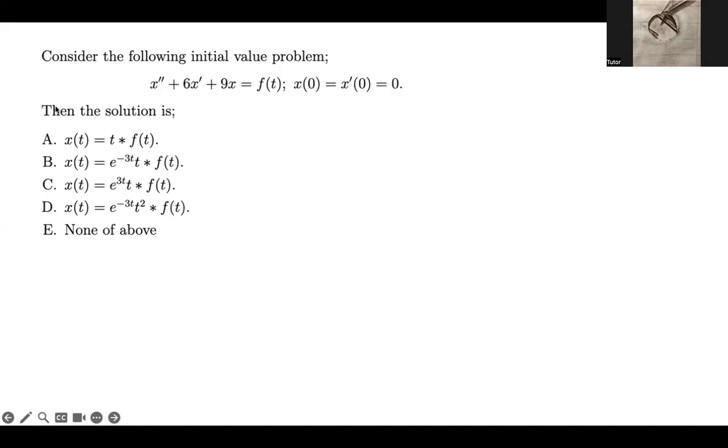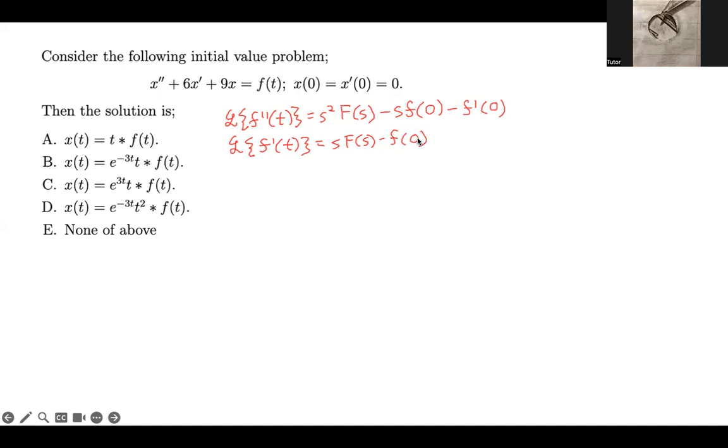Basically, there are two key things we have to know in order to start this problem. The Laplace of f double prime of t is equal to s squared times F of s minus s times f of 0 minus f prime of 0, and the Laplace of f prime of t is equal to s times F of s minus f of 0. And f of 0 and f prime of 0 is represented by x over here.